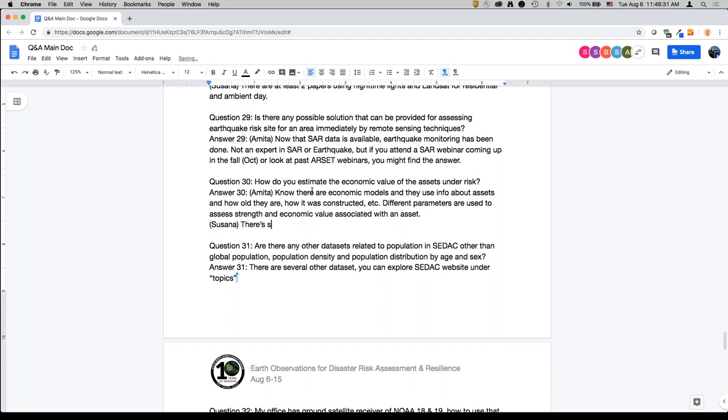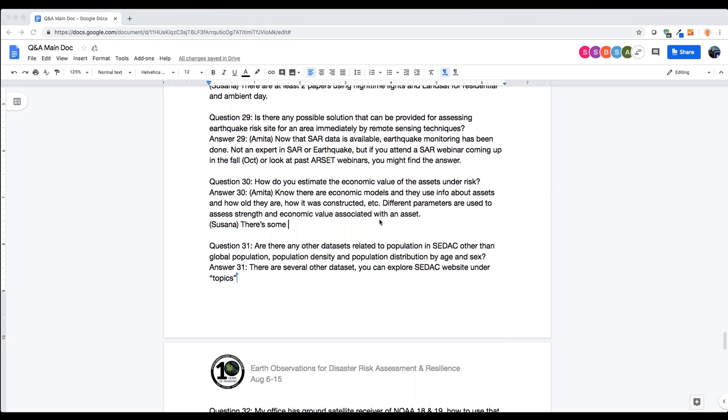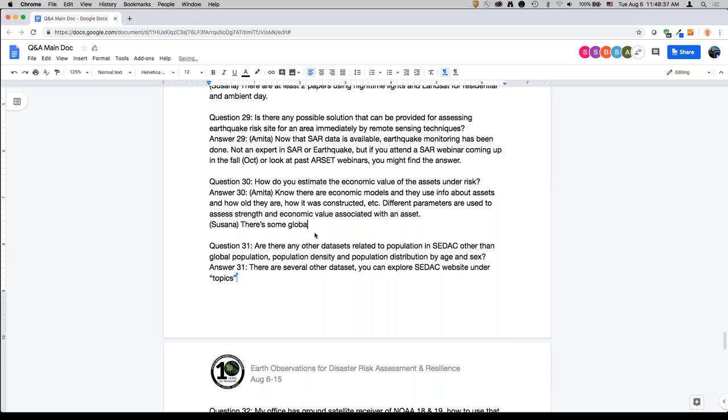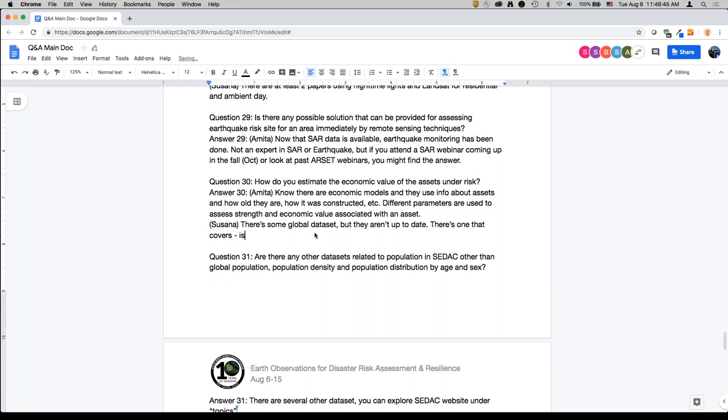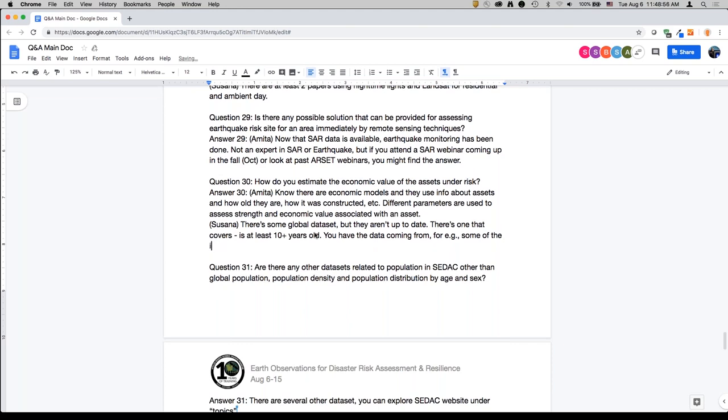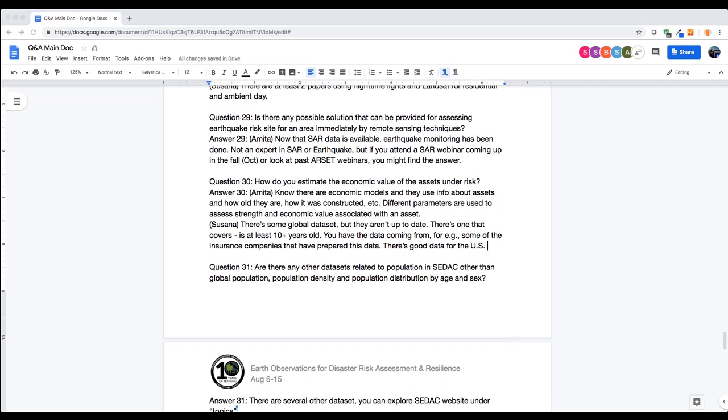There are some global data sets about the economic value of the asset, but they are not up to date. There is one that is at least 10 years old or more, but you have data coming from, for example, insurance companies that have prepared this data. There's very good data for the United States, but that's difficult to assess. That's one of the difficulties. But there is a standard about how to provide that data.